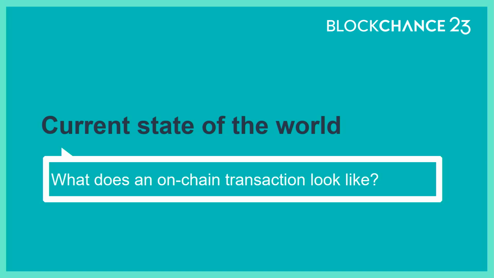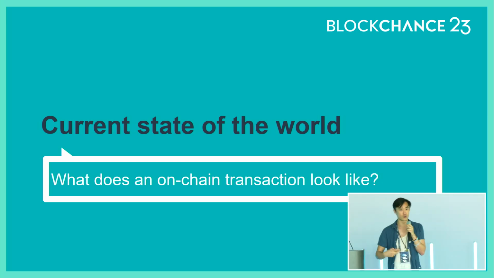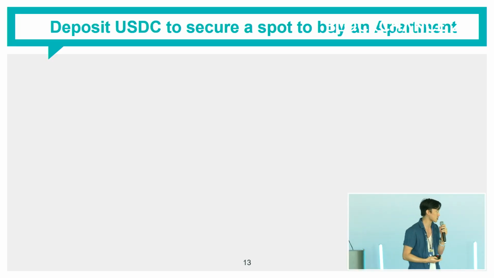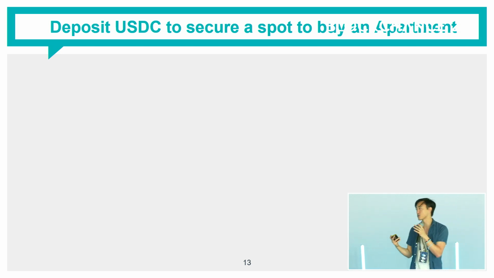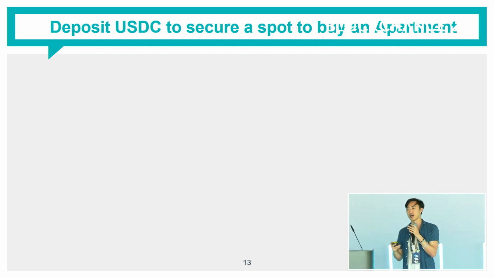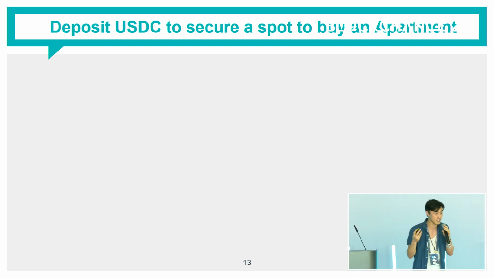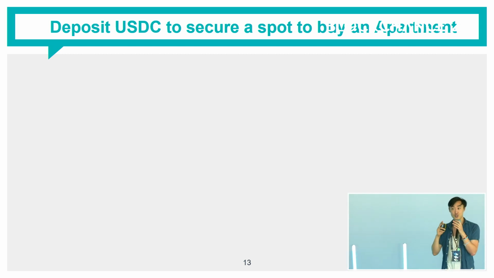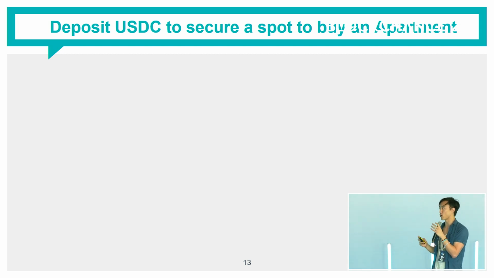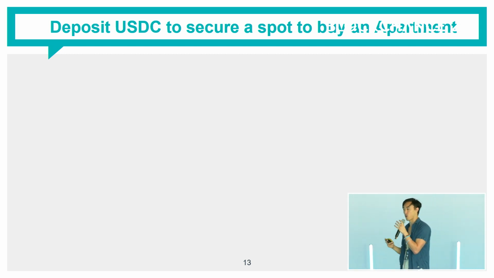So let's talk about the current state of the world, right? What does it look like right now to run an on-chain transaction? Well, let's say you're a smart contract developer, you developed a contract, it's like you have to deposit USDC, and then you can secure a spot to buy an apartment, which seems pretty easy. You pull up your MetaMask, you sign a transaction, you deposit some USDC in, you should be good to go. But if you think of this a little bit more holistically, it's actually quite complex, right?